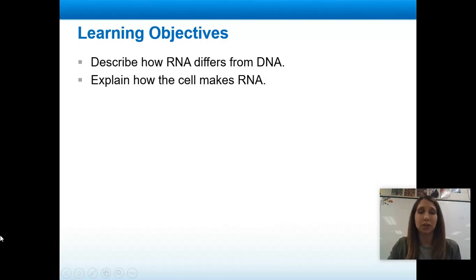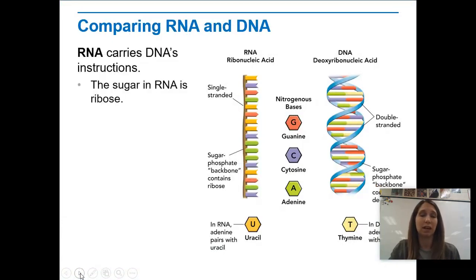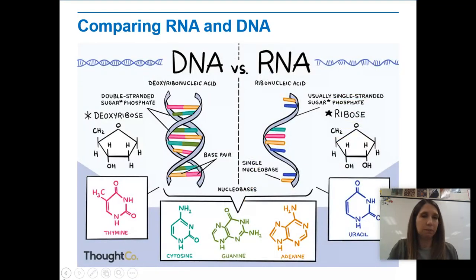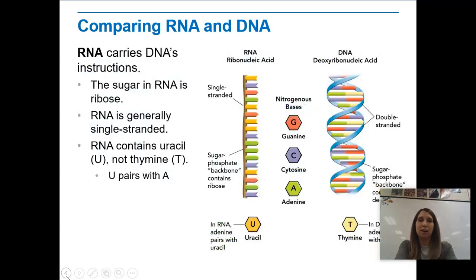So our objectives are very short. I've only got two of them here. We're looking at the differences between RNA and DNA. And then we're going to look at how a cell makes different types of RNA. As part of that, we're going to discuss that process I mentioned, which is called transcription.